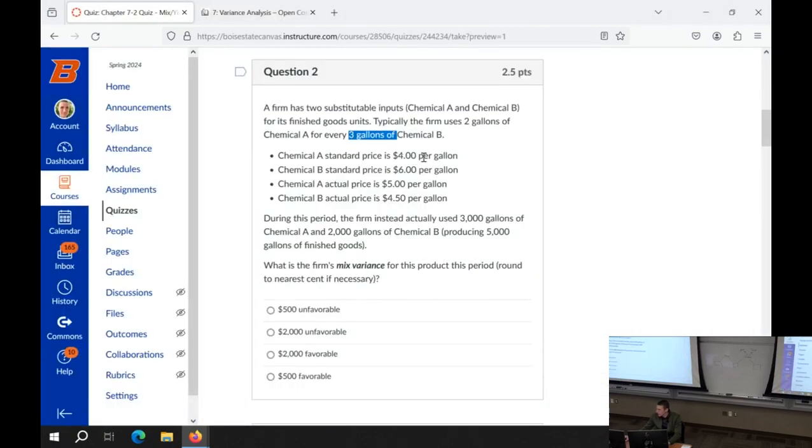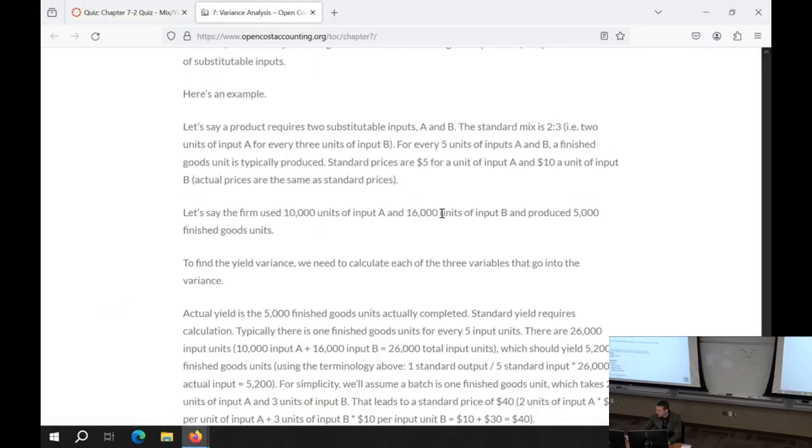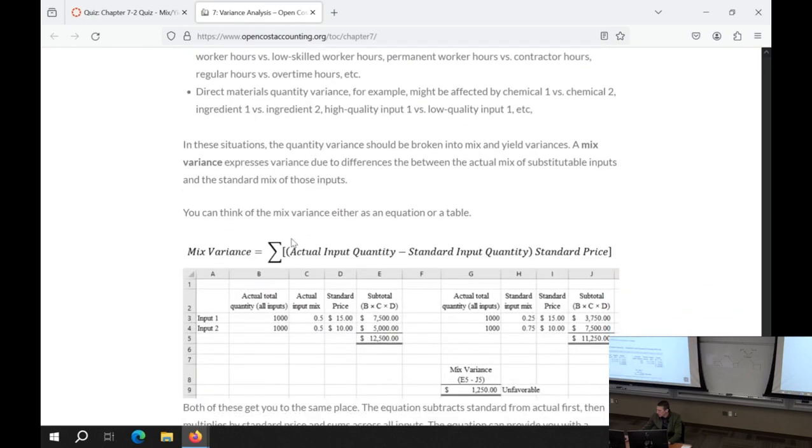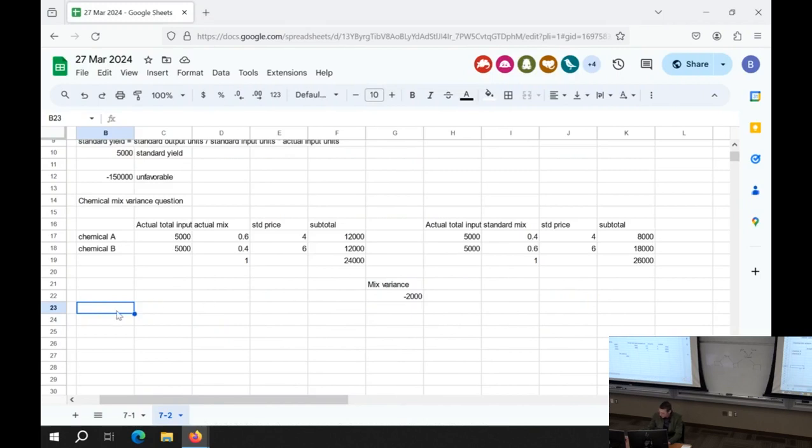Okay, for completeness, let's look real quick at the other way of solving it. You can also do this right here: actual input quantity minus standard input quantity. For chemical A, we have 3,000 as the actual input quantity. Given 5,000 total inputs, and 2 out of 5 were supposed to be A, that was our standard. 2,000 is our standard input quantity.